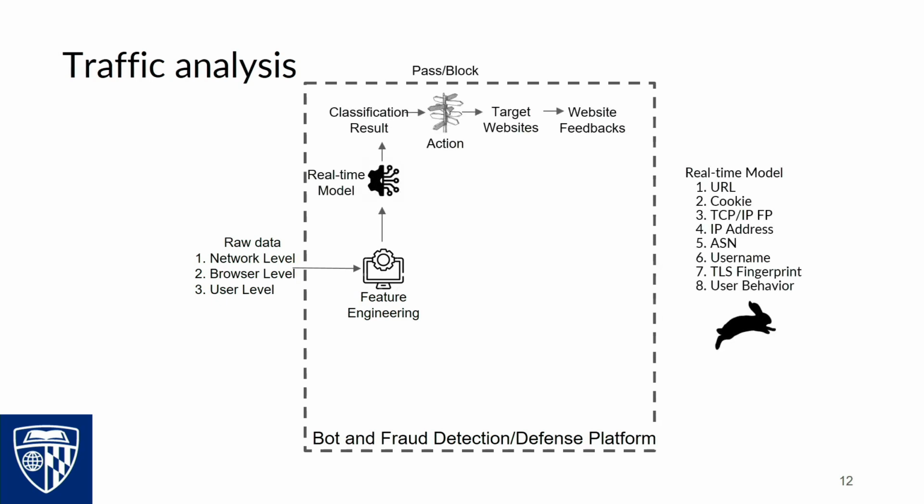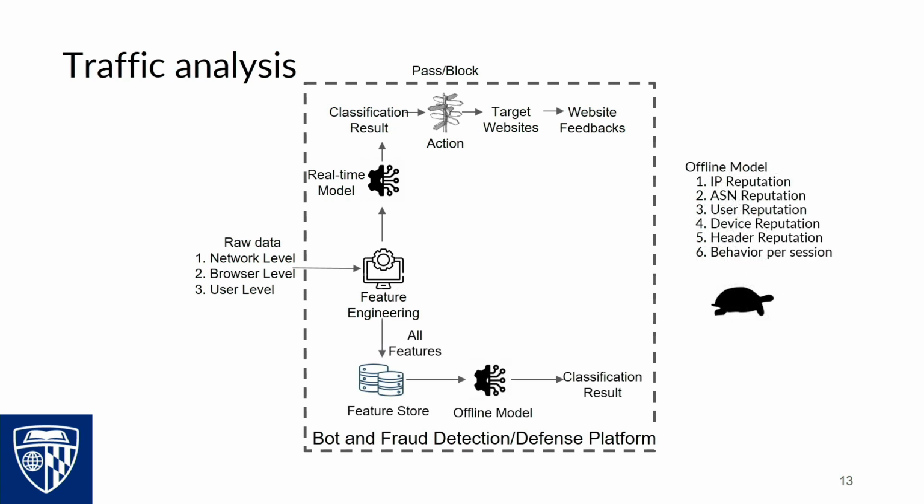The real-time model deals with the light features, which can be processed at the millisecond level, like the URL, user account hash value, the TLS fingerprint, and cookies. After the classification, the bot detection system will take action like pass or block. When the traffic comes to the target website, the website will send feedback. For example, the bank will show that an attacker used a stolen credit card, but the defense system bypassed this traffic.